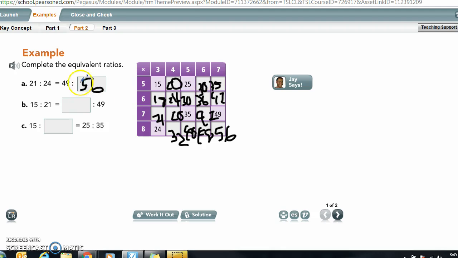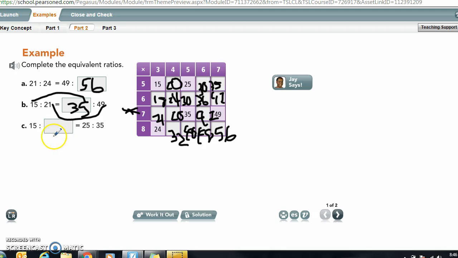Now, I'm going to go to 15 to 21. If I have 15 and 21, I know I'm in the 3's columns, and it's going to be equal to blank to 49. Well, 49's here, so if I move up, this box needs to have 35 in it. Because 15 and 35 will be in the same row, right? They both have factors of 5. And then 21 and 49 are in the same row. They have factors of 7.